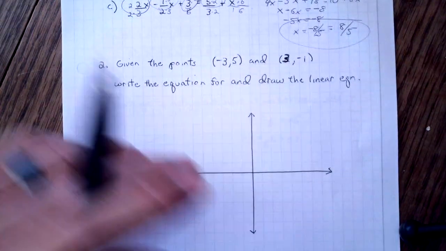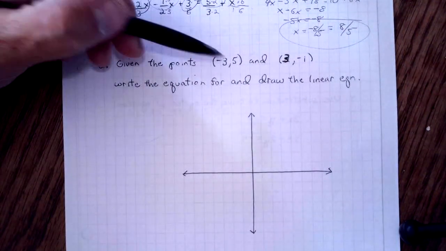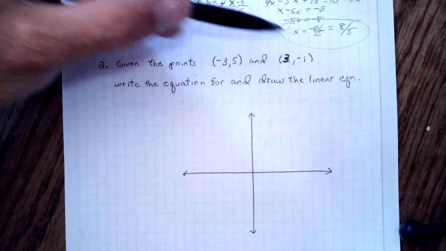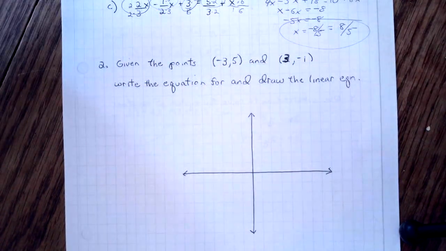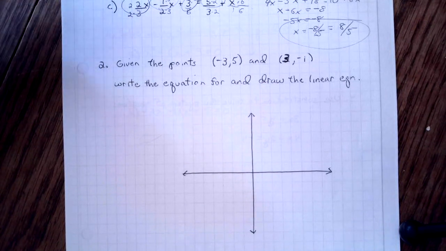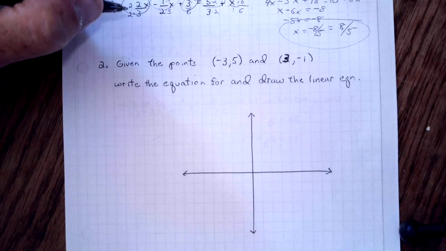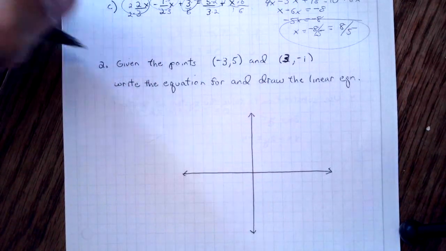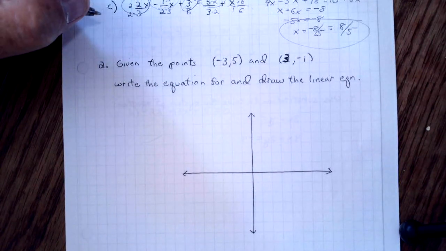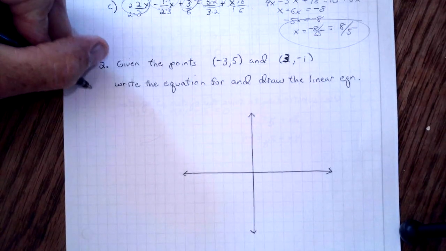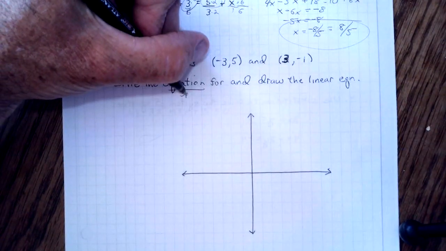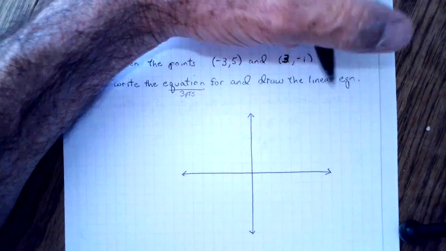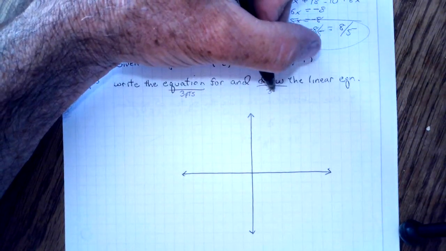Okay, next one. Given 2 points, negative 3, 5, and 3, negative 1. Pardon me for the drawing. I originally was going to use a different number, but the graph would have been a little tougher, so I changed it to make it an easier graph. So to write the equation and draw the linear equation, this is going to be worth 6 points. Write the equation is 3 points, and draw it is 3 points.